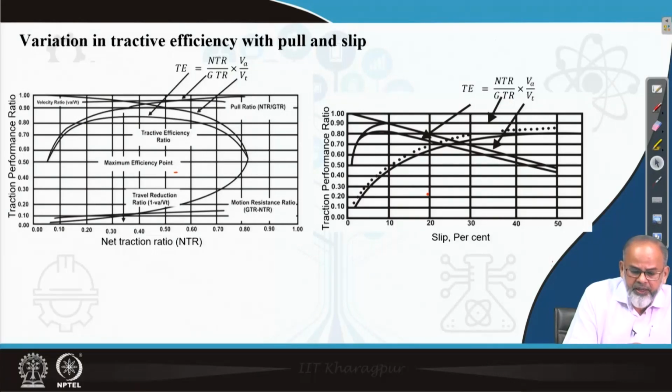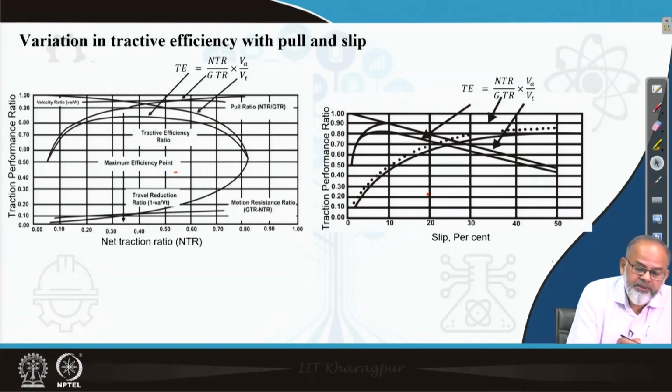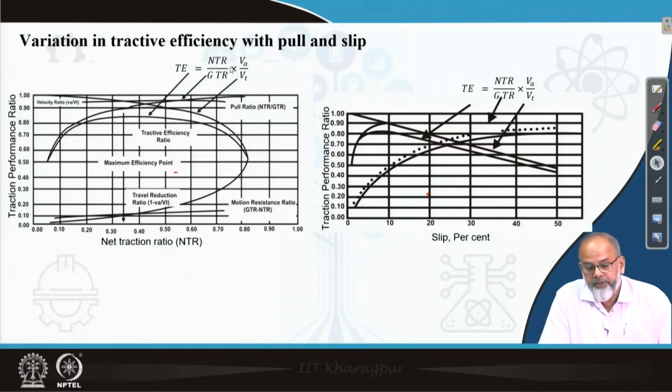So as you increase the net traction ratio, the pull ratio increases, and it never reaches 1, as I said, because of the rolling resistance. So that means both the ratios are lesser than 1. When you multiply them, it is further reduced. That is the reason why tractive efficiency is always lesser than the ratio of NTR by GTR or the ratio of VA by VT.